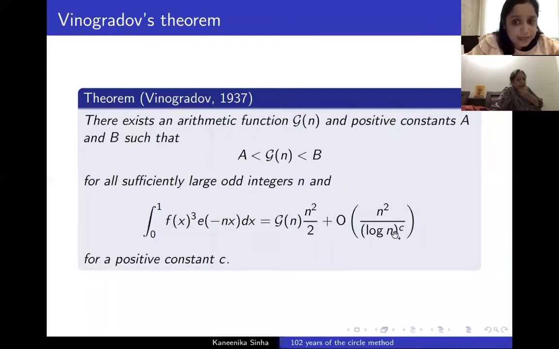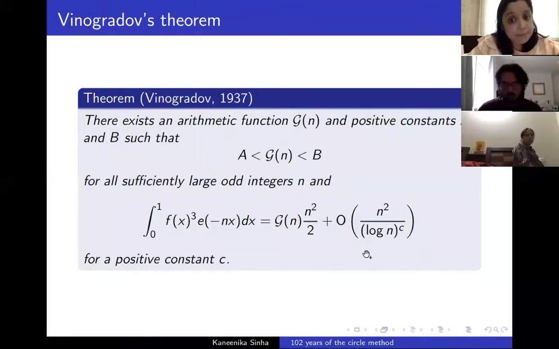So what you are doing here is saving a factor of log n over the main term. The main term is something of the form n squared times g of n, which you told me is a constant between a and b. So the error term is saving a factor of (log n) to the c. It appears as if it is saving a very small quantity, but even that is useful for us. So this is Vinogradov's theorem basically.